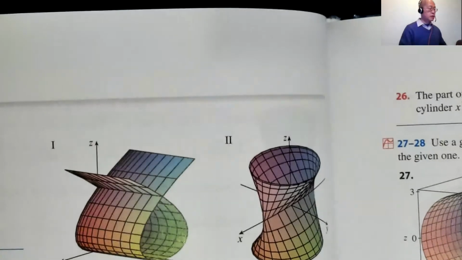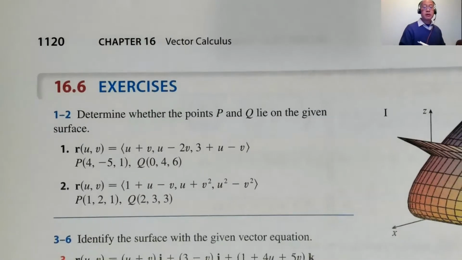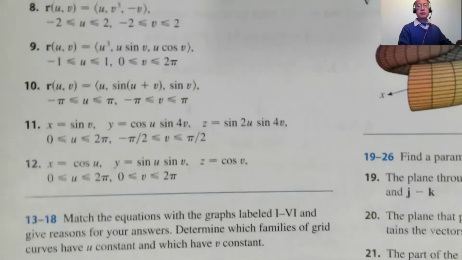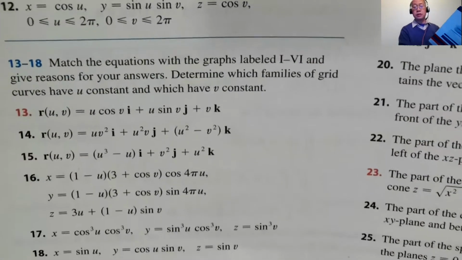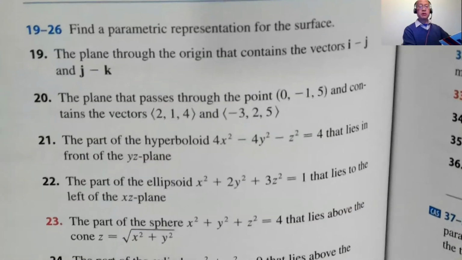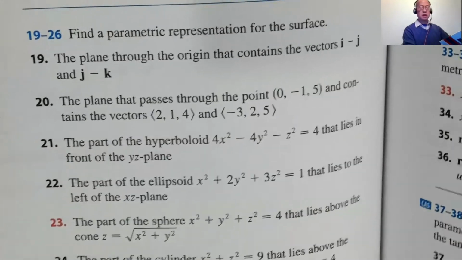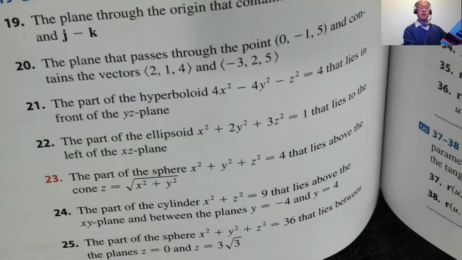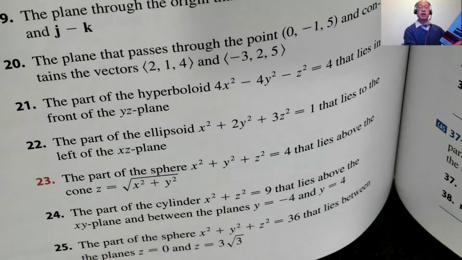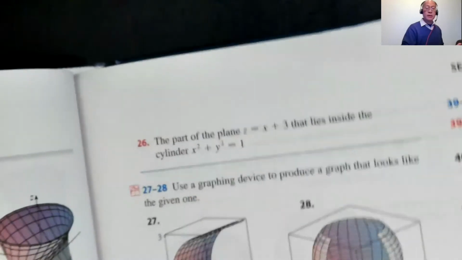All right, so how do we do some homework problems? Page 1120, 16.6. I'm not going to have you use a computer to generate the curve. Let's see, I don't think you have to do any of these either. Okay, find a parametric representation for the surface. We get to use some of those. So you get 25 in there. So I have to lift the book up sort of like that. A little bit funny, but I think you can read it. And so over here.